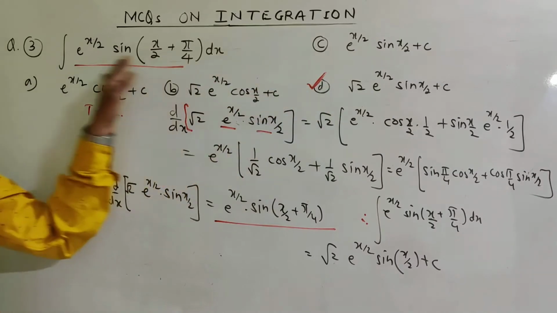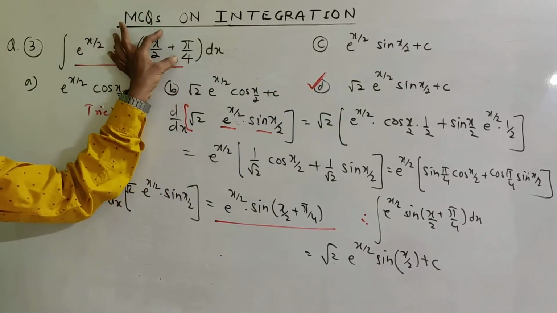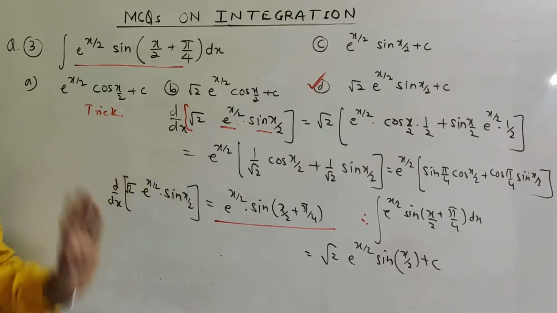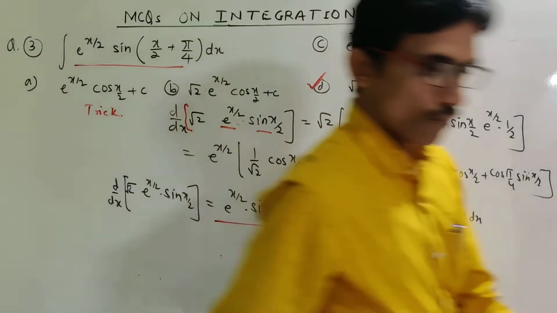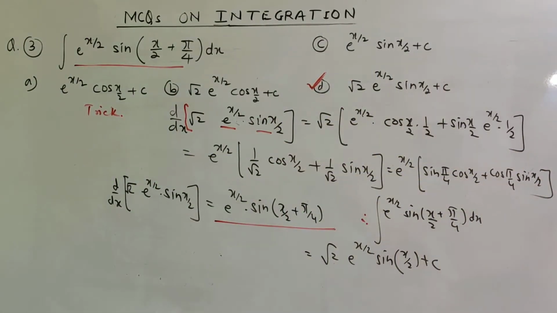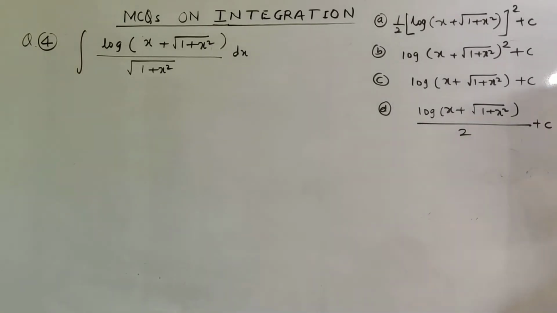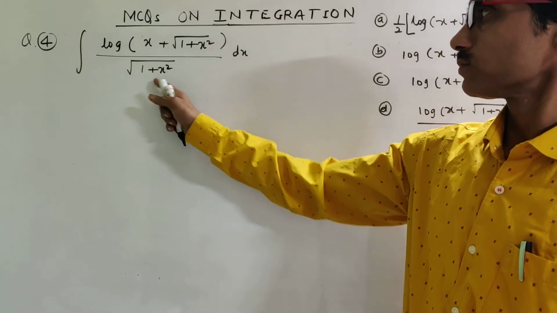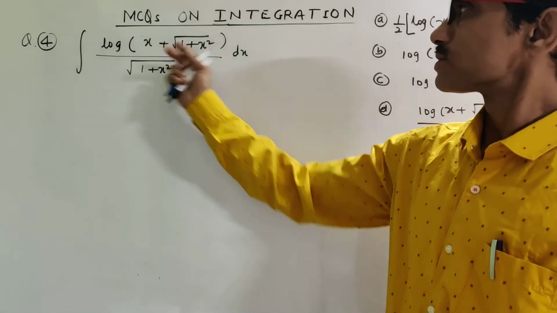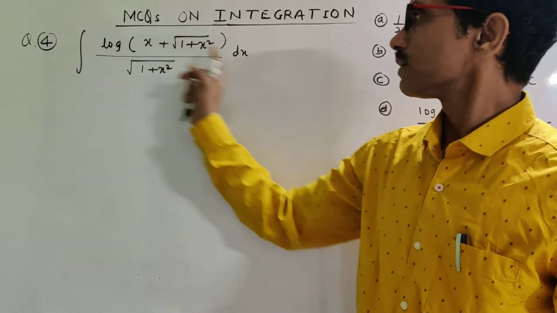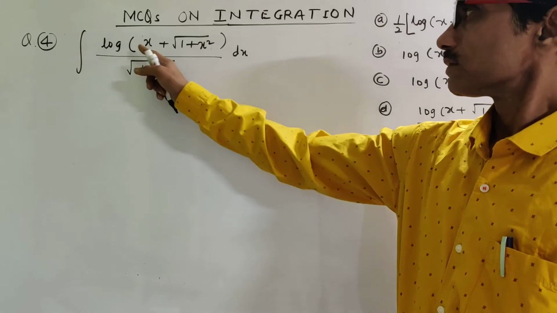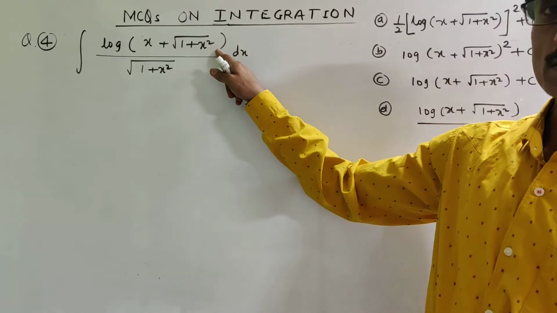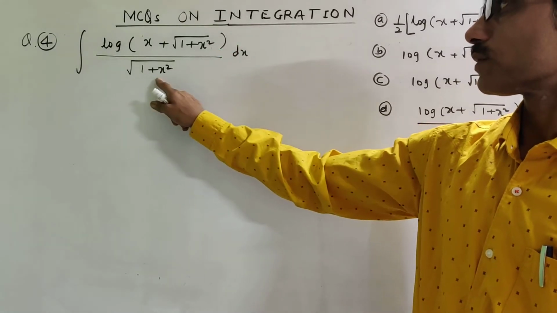If you find the derivative of this, you are getting this integrand. So therefore the integration of this will be this, by using this trick, that is the observation. So we can easily get the integral of log of x plus root of 1 plus x square dx upon root of 1 plus x square. Here by observation we can understand that the derivative of this is 1 upon root of 1 plus x square. By knowledge we can say the derivative of log of x plus root of 1 plus x square is 1 upon root of 1 plus x square.